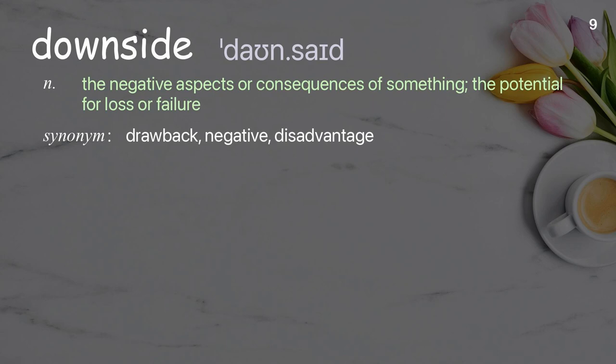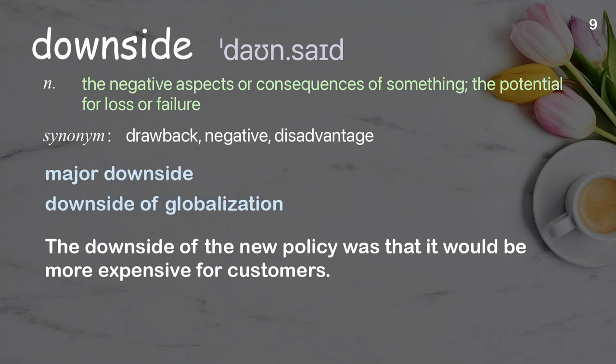Downside. The negative aspects or consequences of something, the potential for loss or failure. Examples: major downside, downside of globalization. The downside of the new policy was that it would be more expensive for customers.